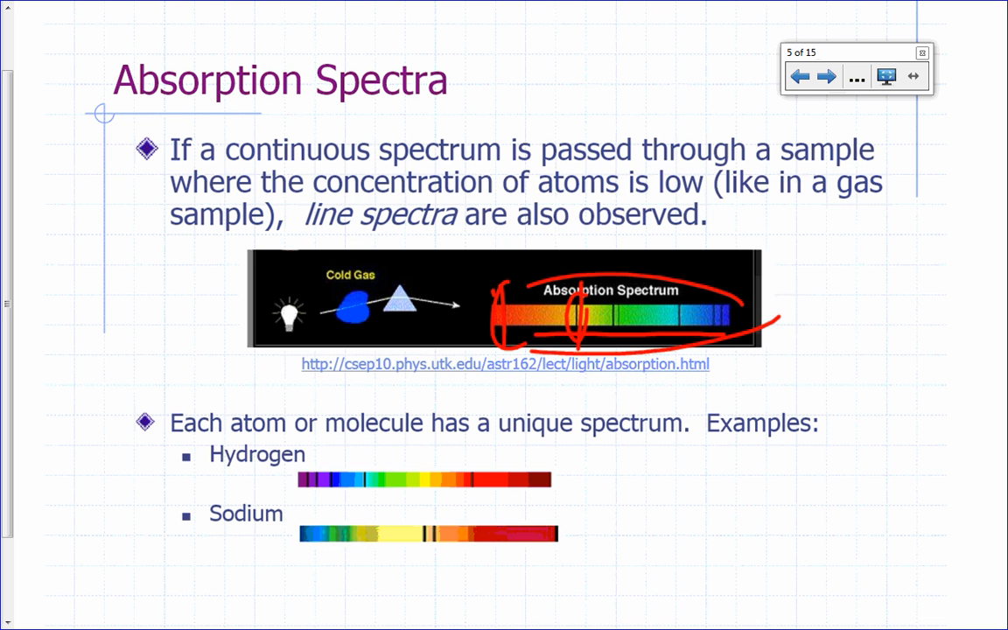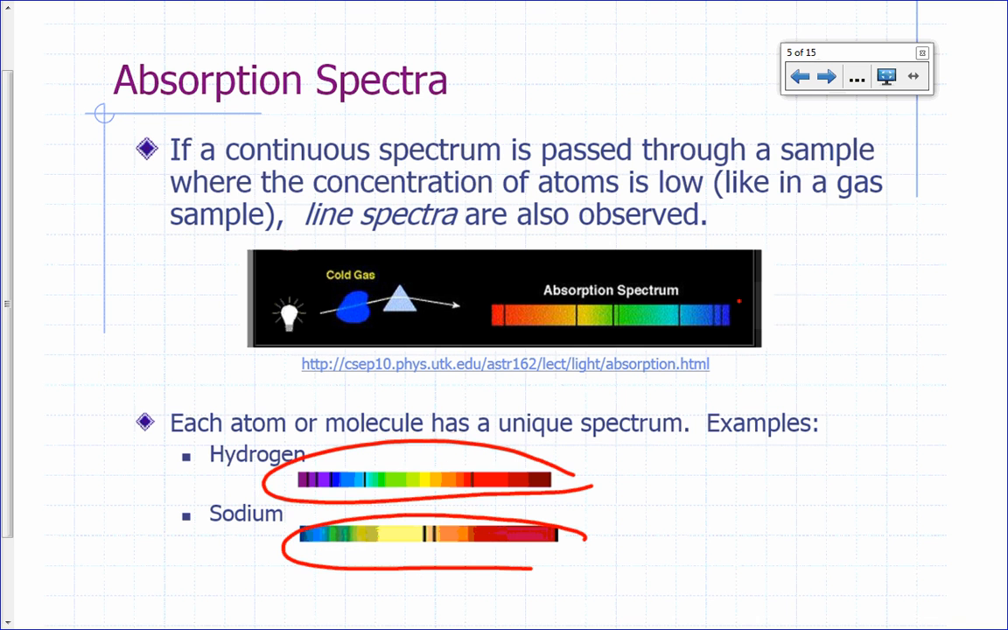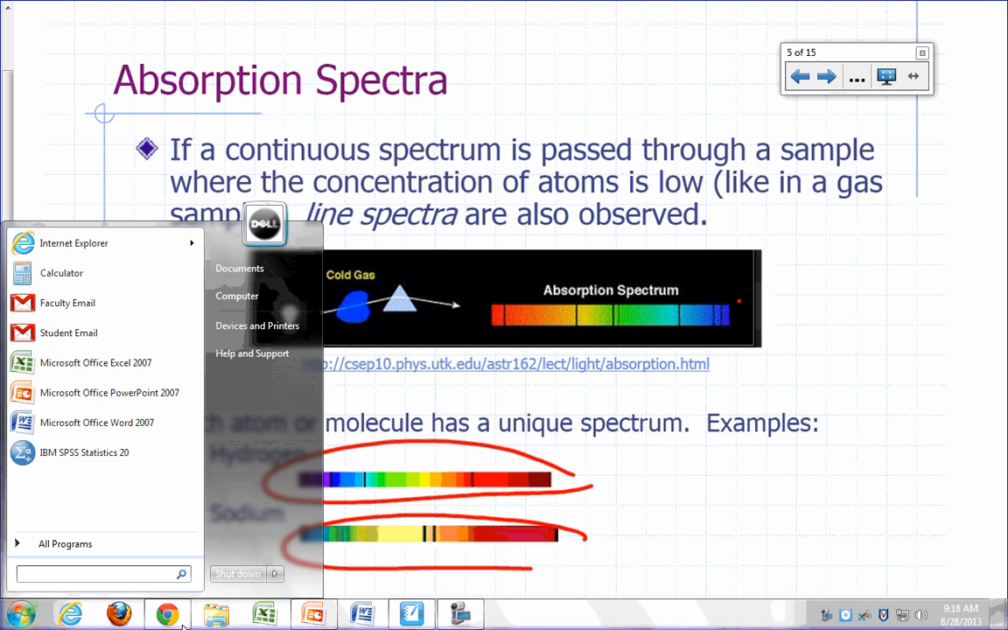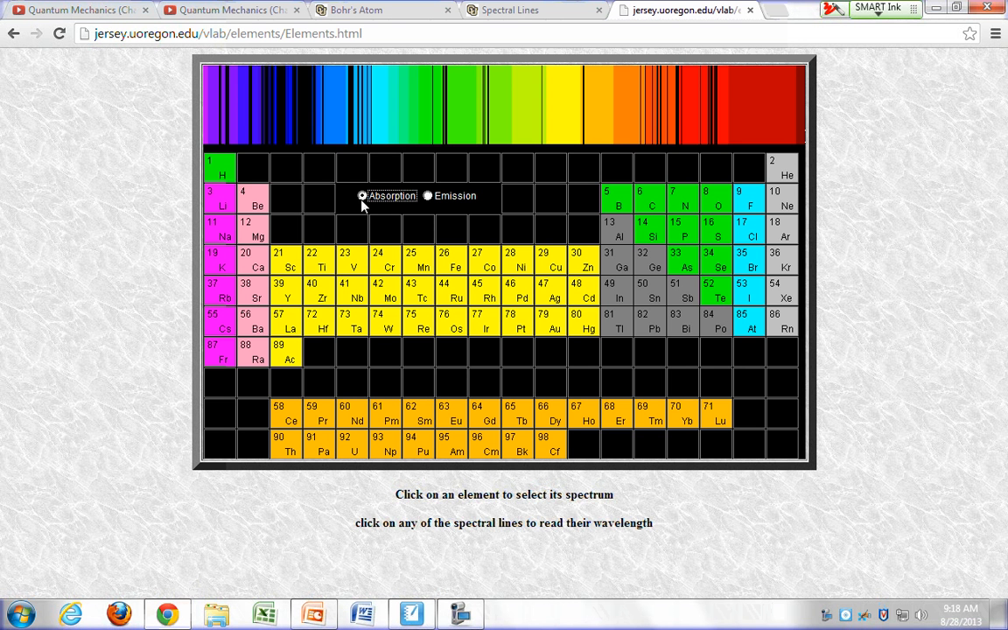Okay, and it doesn't absorb everything. So it will preferentially absorb some wavelengths over others. All right. And like I said, each atom or molecule has a unique spectrum. So this is the absorption spectrum down here for hydrogen. And this is the absorption spectrum for sodium. So if you go back to that website, you can see the absorption spectrum.